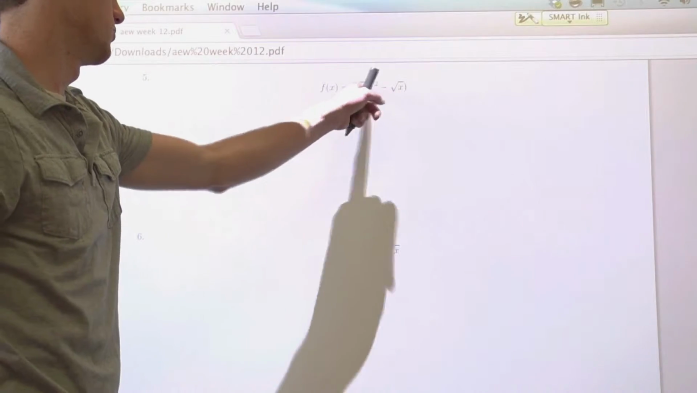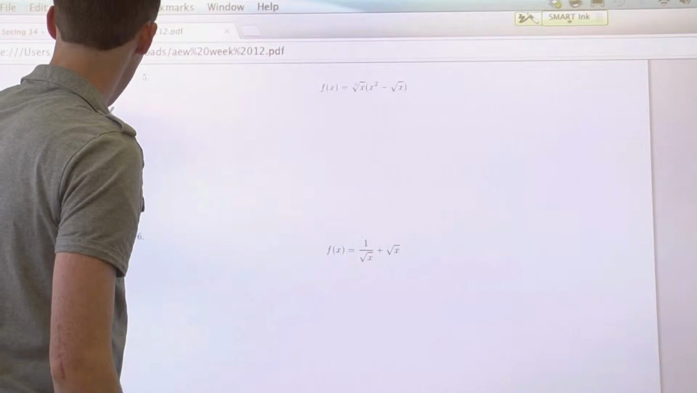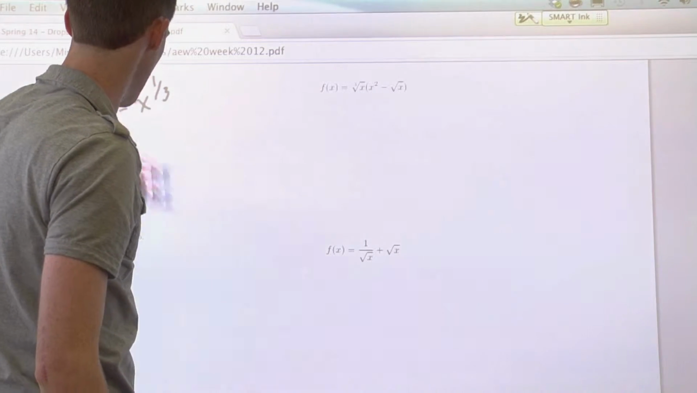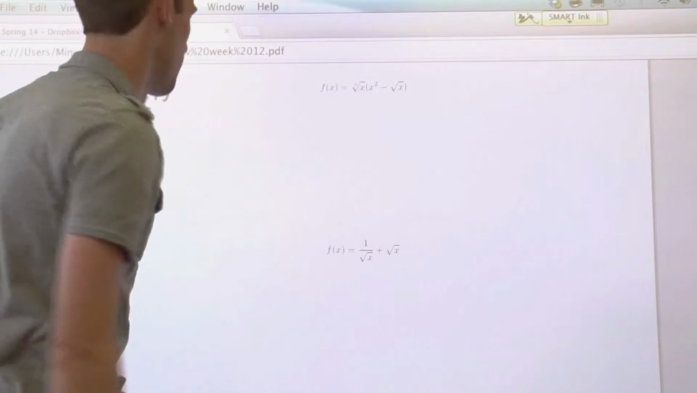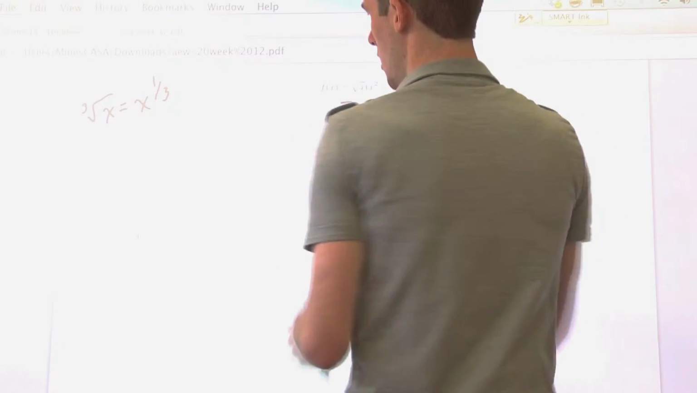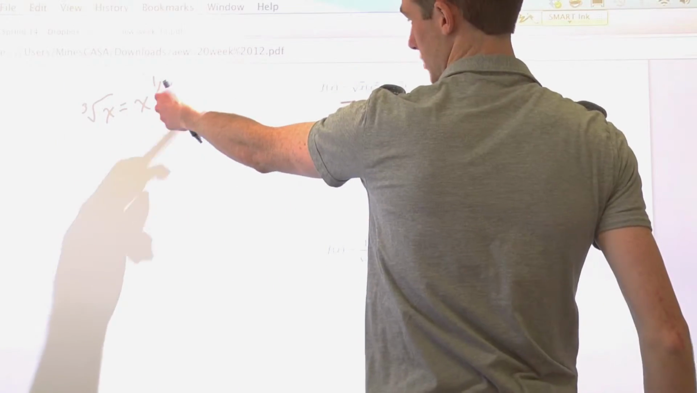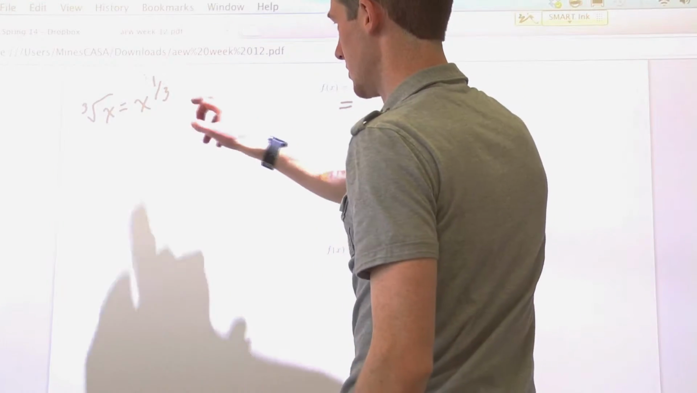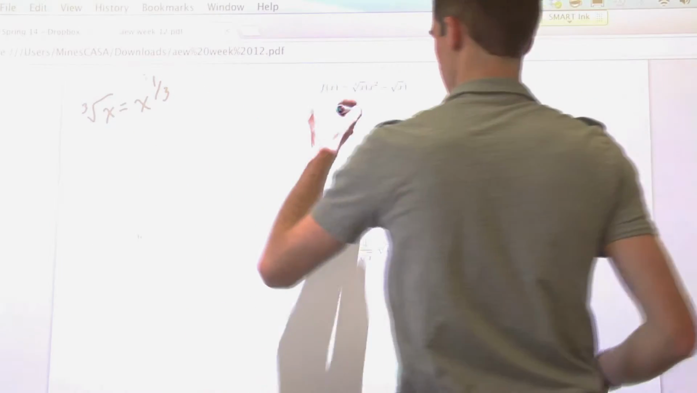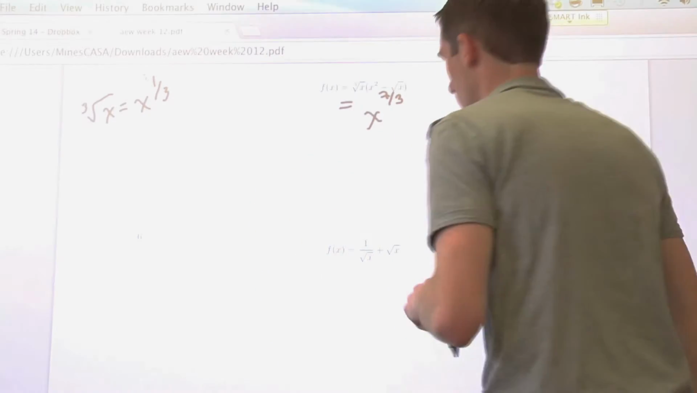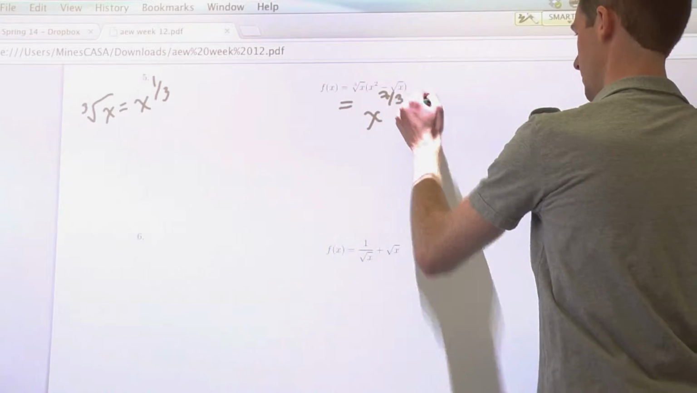So what we're going to go ahead and do here is multiply this through. The cube root of x can also be written as x to the 1/3. So we multiply that by x squared. Since they have the same base, you just add the exponents. So we've got 1/3 plus 2. 2 is going to be 6/3, so 6/3 plus 1/3 is 7/3. So we've got x to the 7/3, and we've got the minus sign there.